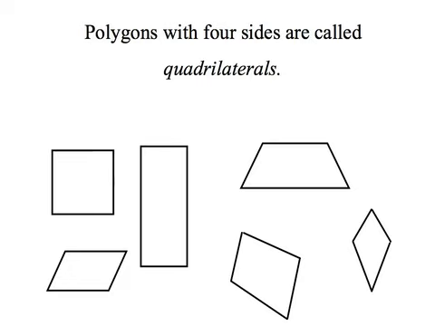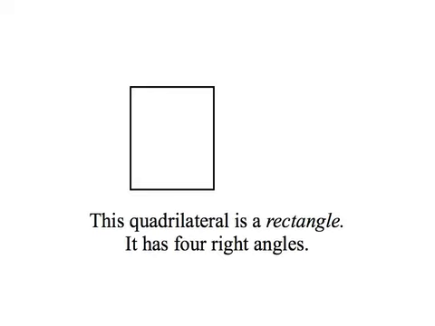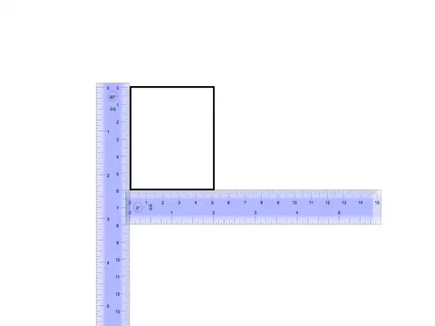Polygons with 4 sides are called quadrilaterals. And here are some examples. This quadrilateral is a rectangle. It has 4 right angles. A characteristic of a rectangle is that opposite sides are the same length and parallel.